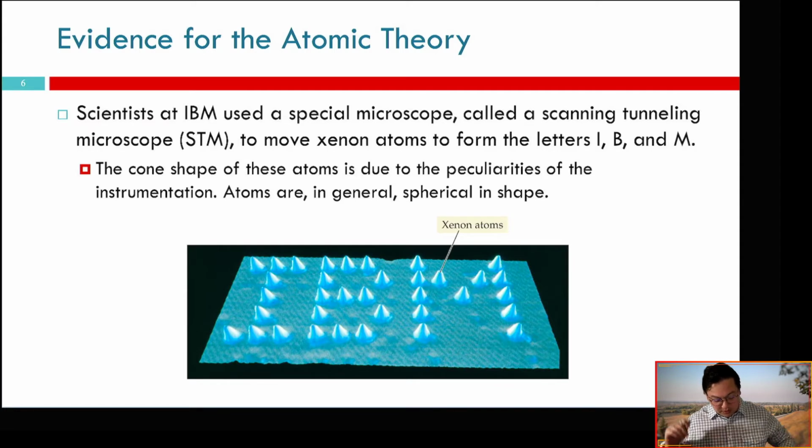So, evidence for the atomic theory. Scientists at IBM, which used to be a much more common name and is now mostly in the business space, used a special microscope called a scanning tunneling microscope. We saw this before. They did it in Japan as well, where they drew the kanji for atom. But here IBM, in a somewhat self-centered way, wrote out IBM. Now, the atoms are actually not cone-shaped like that, but they are spheres in general. The cone shape is just a peculiarity of the instrumentation, as it says here.